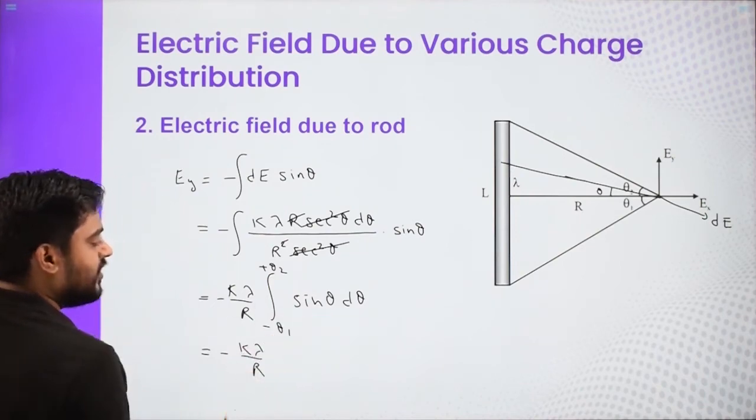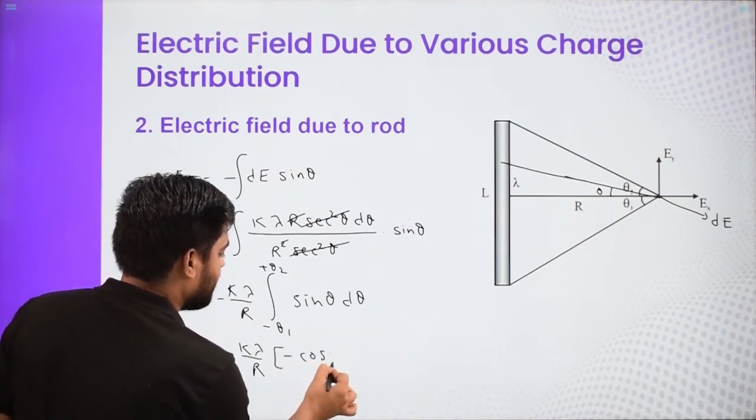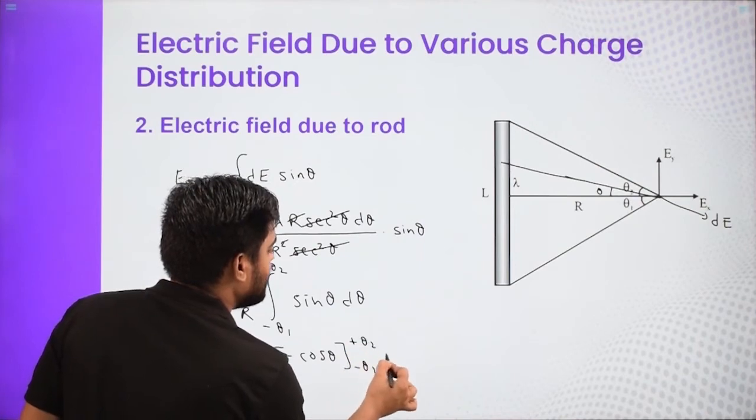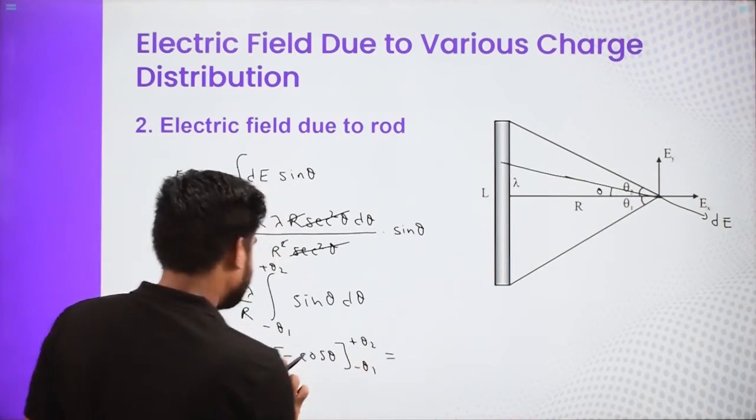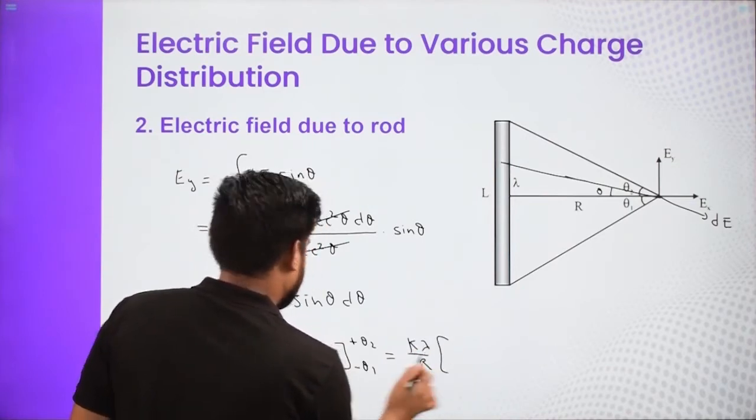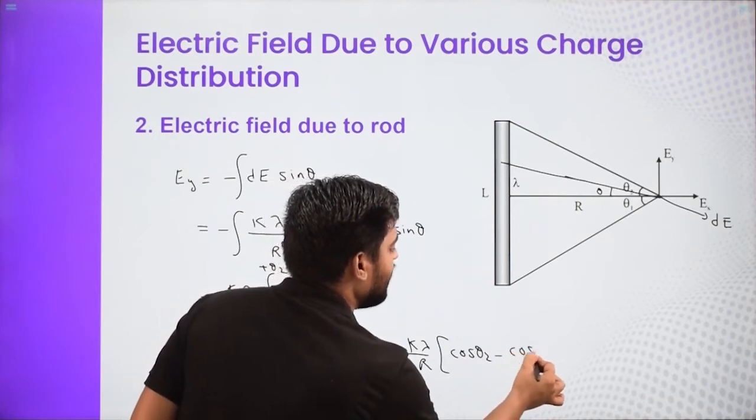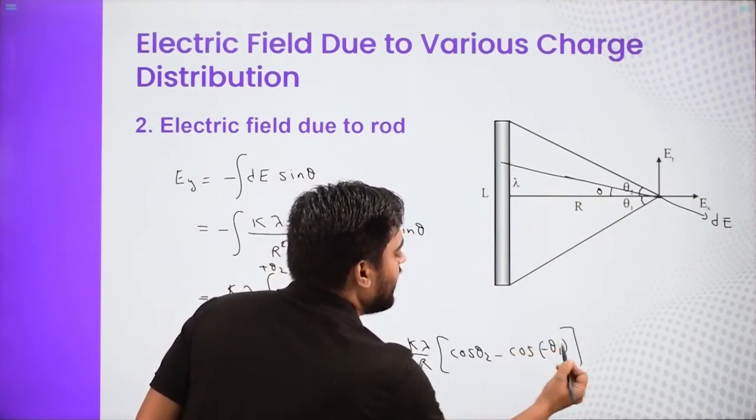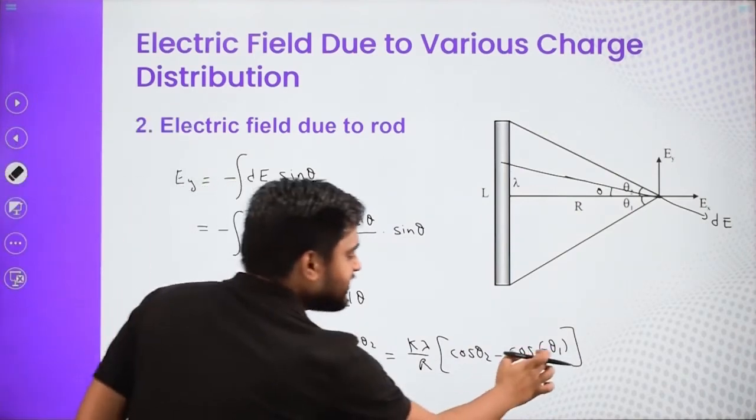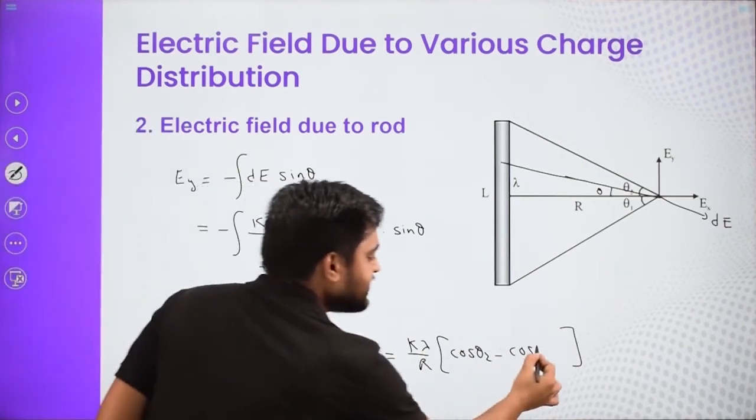What is the limit? So what is the integration of sin theta? It is minus cos theta. And the limit is again minus theta 1 to plus theta 2. Put the limit and we get this minus, and the minus I am taking out. So it becomes k lambda by r, cos theta 2 minus cos of minus theta 1. And what is cos of minus theta 1? Cos of minus theta is simply plus cos theta. So we can write that this is cos theta 1.